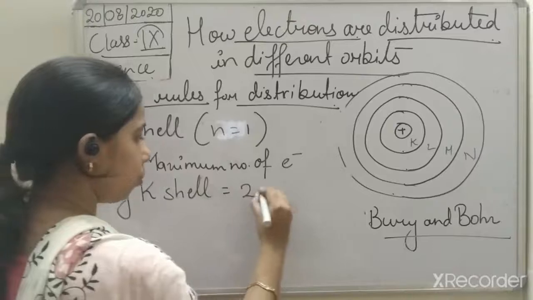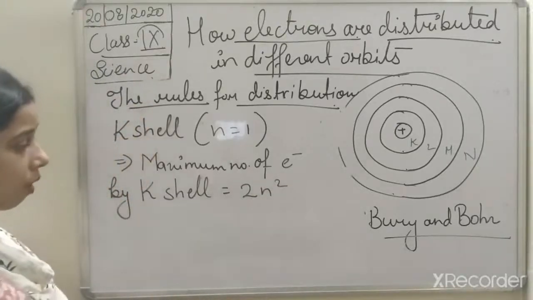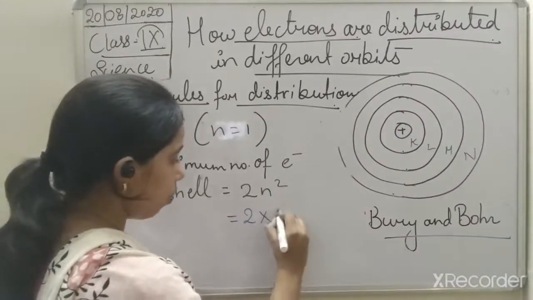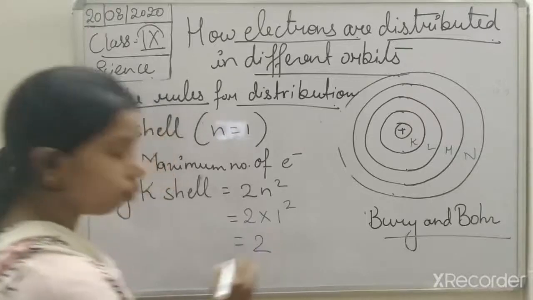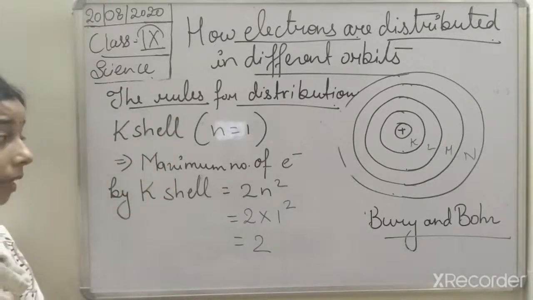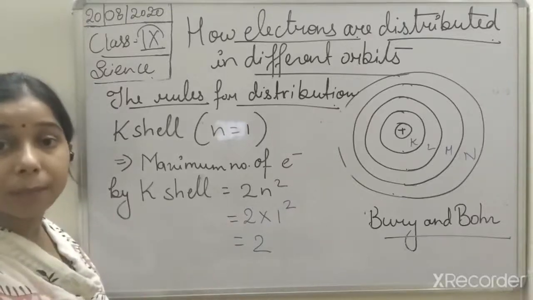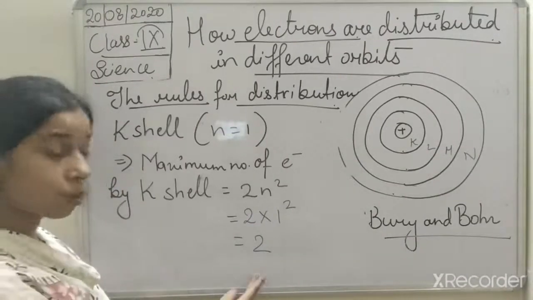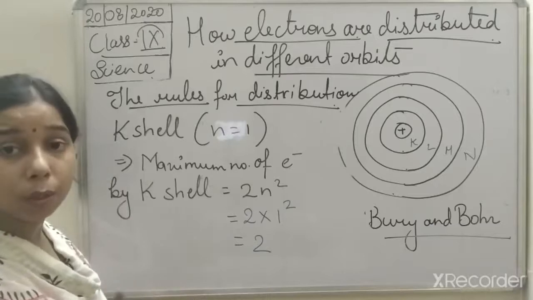That will be equal to 2n square. What is the value of n here, student? So, the value of n is 1. So, we will write it as 2 into 1 square, and that will be equal to 2. Now, you see here, the maximum number of electrons accommodated by the K shell, which is the first orbit, is 2. It can accommodate only 2 electrons, not more than that.